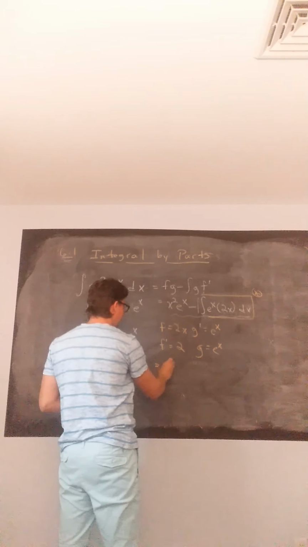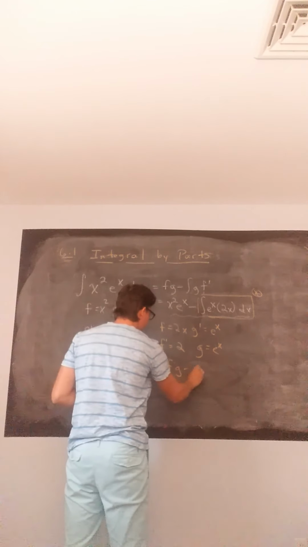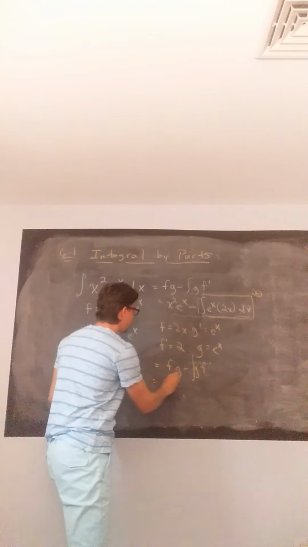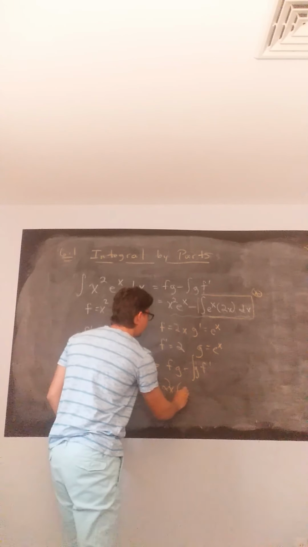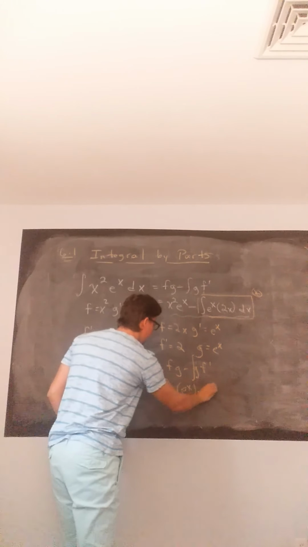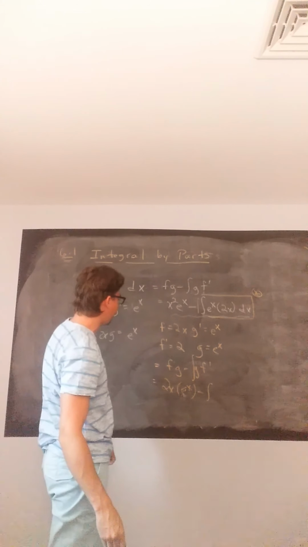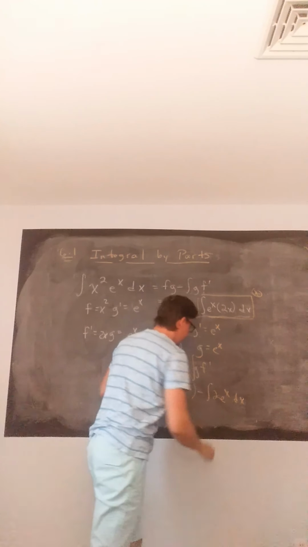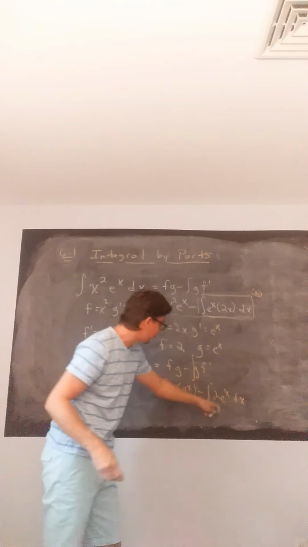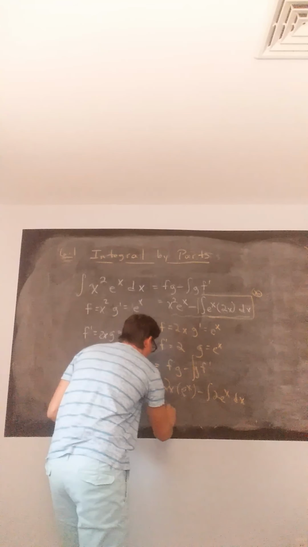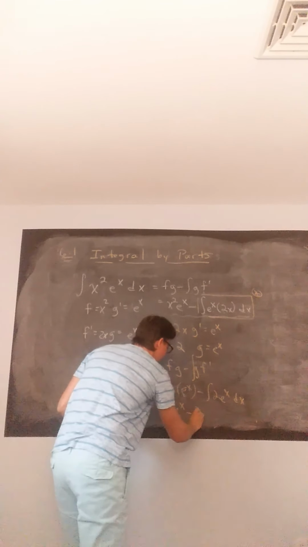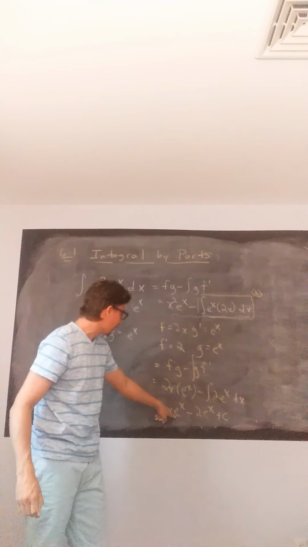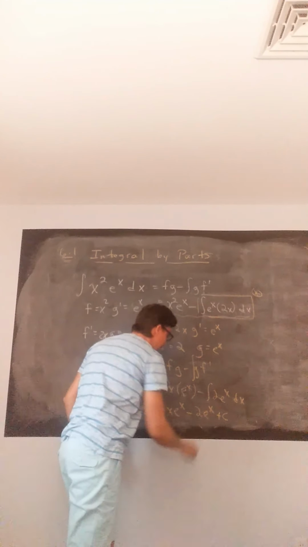So for this guy, we have fg minus the integral of gf prime. And what do we have? f is 2x times g, which is e to the x, so that's nice, minus the integral of gf prime. So that's going to be just 2 e to the x dx. And now you see we don't have a problem with this integral anymore. Because that just flushes out and it becomes 2x e to the x minus 2 e to the x plus c.